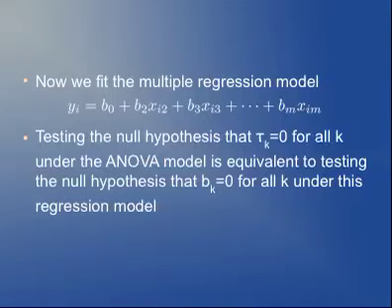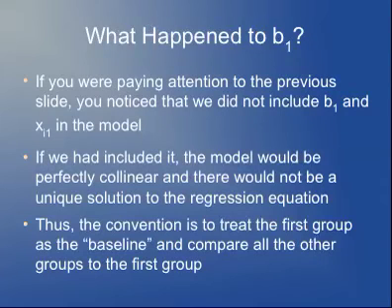Say this variable is for gender. If the coefficient for B2 is significantly different from 0, that implies that the mean for females is higher or lower than the mean for males, indicating the two means aren't the same and we can reject our null hypothesis. And if you were paying attention on the previous slide, you'll notice that there's no B1 or XI1. Why did we leave it out?